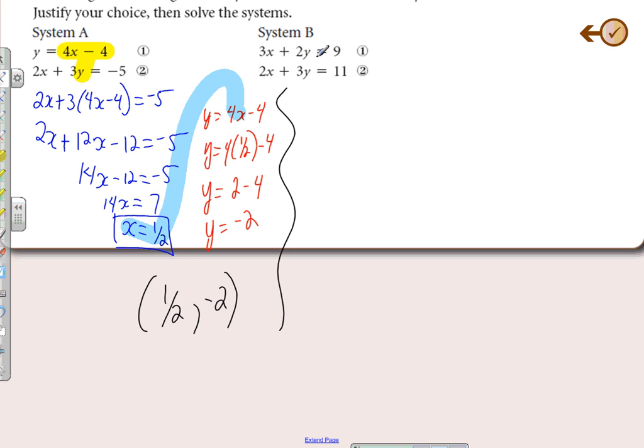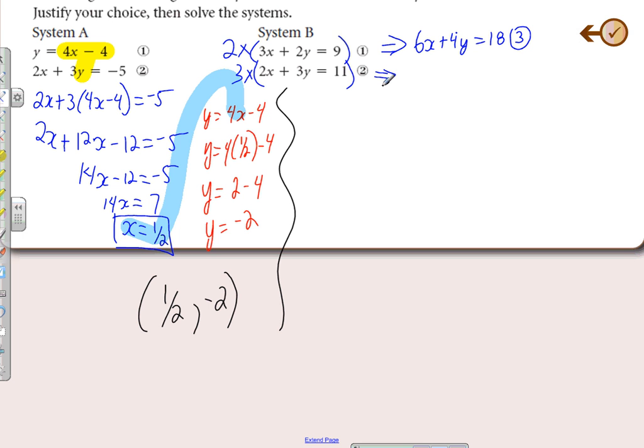So we can't easily isolate an x or y, so let's use an elimination method. I need to get the coefficients on either the x or the y to be the same. So let's multiply the first one by 2, which will make us 6x, and we'll multiply the second one by 3, which will make us 6x as well. We'll multiply to get a lowest common multiple. Equation number 1 is going to turn into 6x plus 4y equals 18. Label it as 3. It's a new equation.